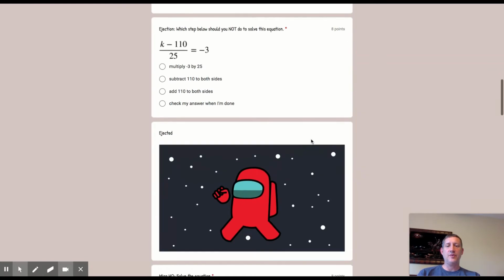All right, let's look at this one. Okay, the whole thing is being divided by 25. So this time, the first thing that we should do is multiply by 25 to undo the dividing by 25. So we're going to multiply both sides by 25. I'm multiplying. Remember, I'm doing a dot. That means the same thing as multiplying. Cancels it out. Do the dot over here, which means multiply 25. So that option is true. It's asking which step should you not do. Well, I should multiply 3 times 25.